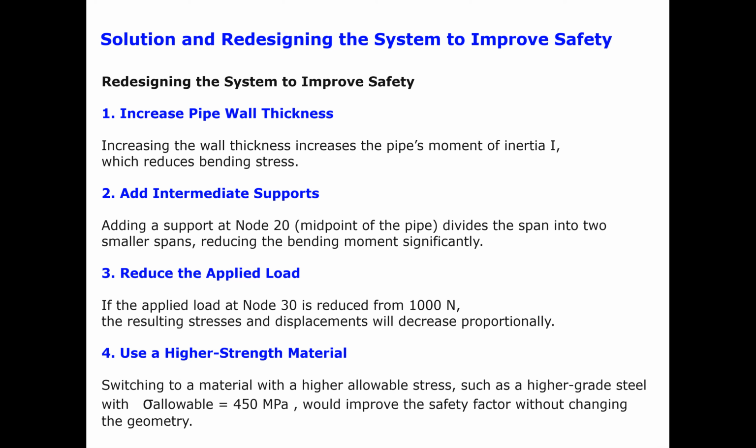The fourth one is to use a higher strength material. Switching to a material with a higher allowable stress, such as higher grade steel with an allowable value equal to 450 megapascal, would improve the safety without changing the geometry.